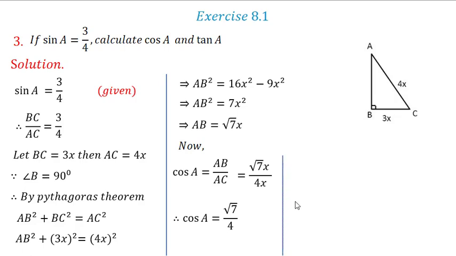Now tan A. Tan A is opposite upon adjacent, so that is BC upon AB. The value of BC is 3x and the value of AB is √7x. Here again x cancels and I get the answer as 3/√7.